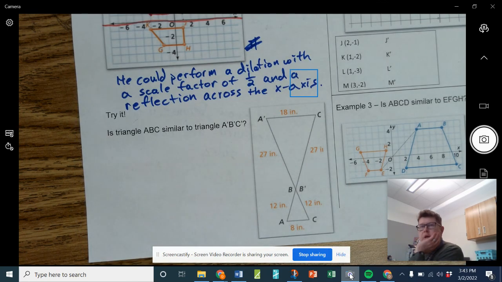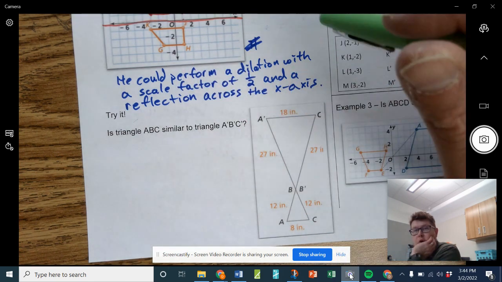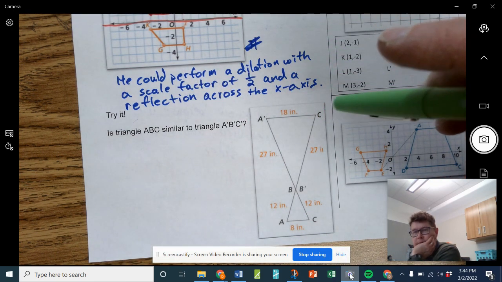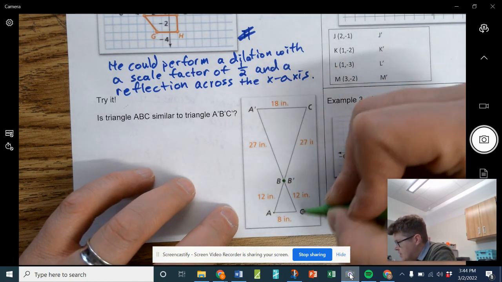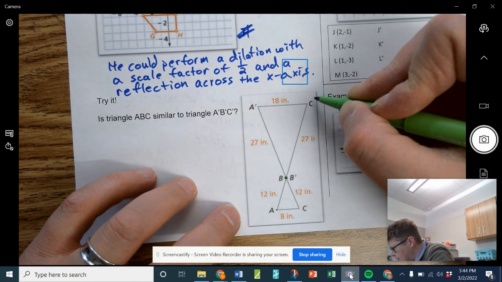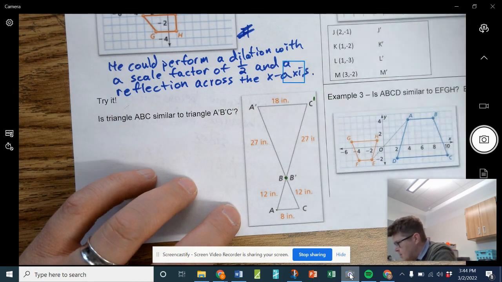Next one. So we've got triangle ABC and then triangle A prime, B prime, C prime, and we're going to determine whether they are similar to each other. This is kind of where the order of this happens. So we can see that B matches to B prime clearly, and A to A prime and C to C prime. This should be a C prime. I think I cut this off when I copied it. That should be a C prime right there. Sorry.